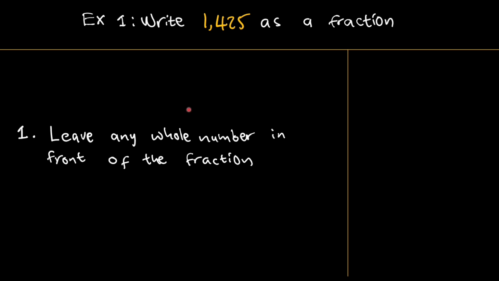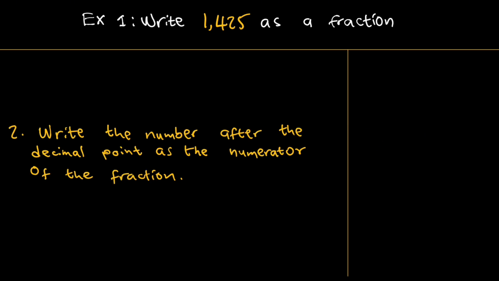Write 1.425 as a fraction. What do we need to do? The first part is to write that whole number in front of a fraction. Let's do that. So we only have 1 in front of our fraction. Numerator, denominator. Okay, so that 1, I put it here in front of a fraction. Okay, keep this in mind. Let's move to the next slide.